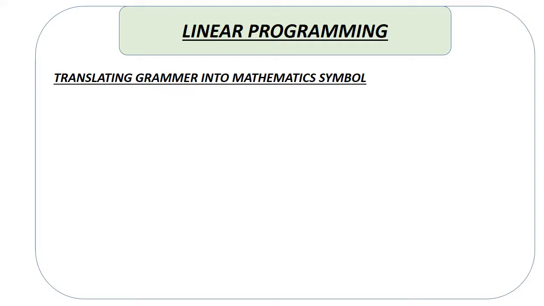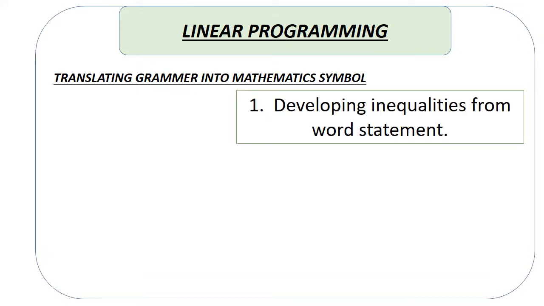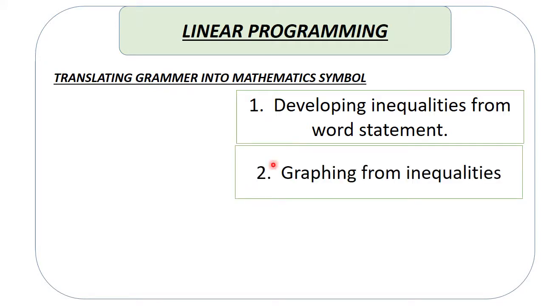It has three parts. First, developing inequalities from word statements. You'll be given a word statement, and your job is going to be to change this word statement into inequalities. Then the second is graphing from inequalities. Once you have changed these word statements into inequalities, you have to create graphs from them, just like we learned in graphs of inequalities.